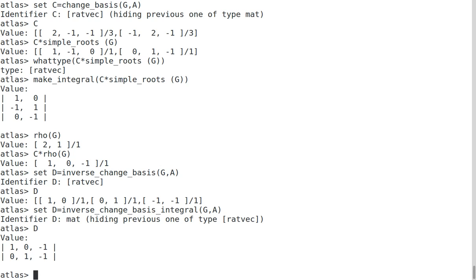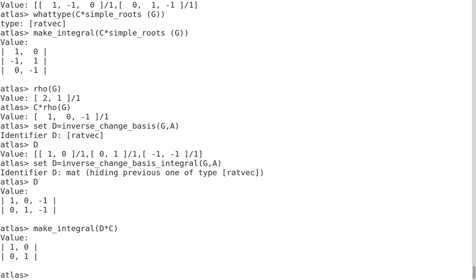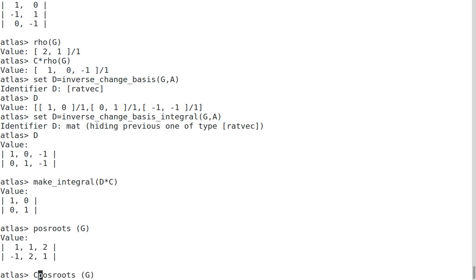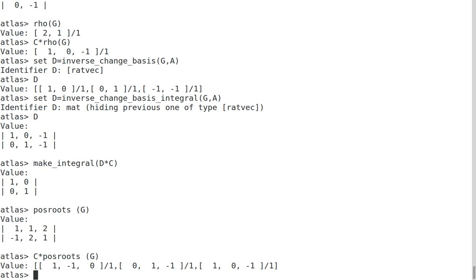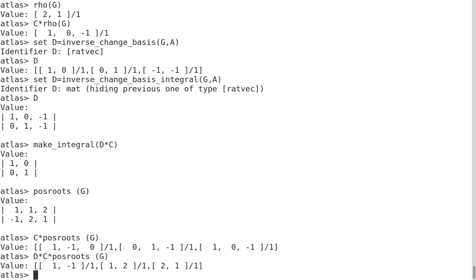And the fact that these two operations are inverse is reflected in the fact that D times C is the identity. So let's see that. Okay, so for example, if you look at the positive roots of G, here they are. If you want to convert them to the roots in your coordinates, you multiply on the left by D. And, well, if you want to convert back again, you multiply, I said the wrong thing, but I typed the right thing. You multiply on the left by C, and then to go back, you multiply on the left by D again.